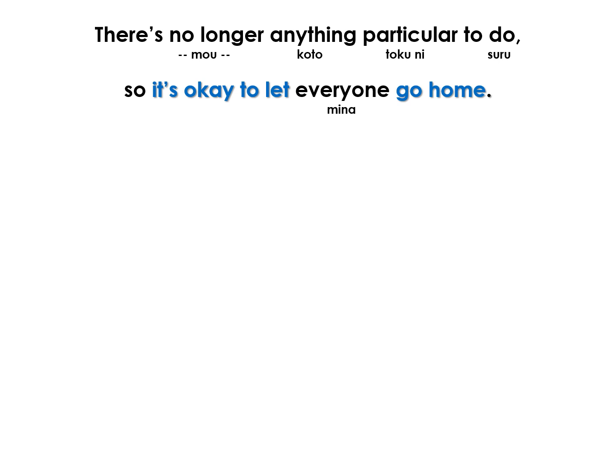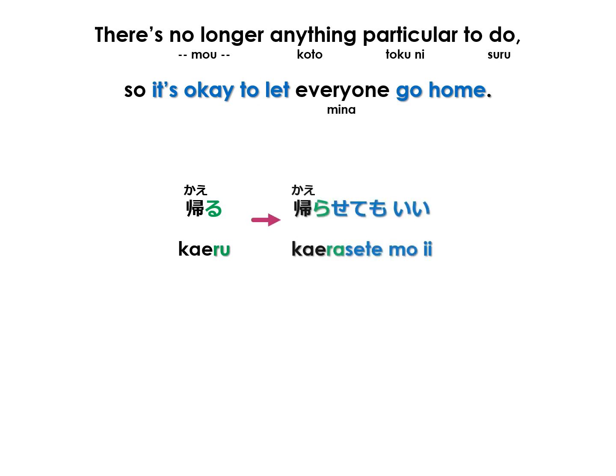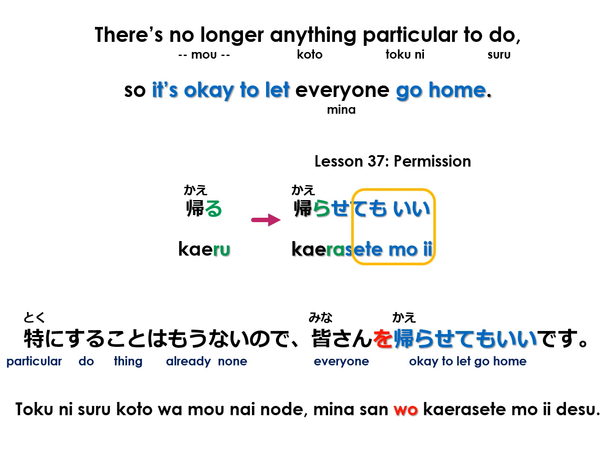There's no longer anything particular to do, so it's okay to let everyone go home. This is a permission conjugation combined with causative. To go home is kairu, and conjugating for causative plus permission, we get kairasete mo ii. You can review the permission conjugation in lesson 37. Full sentence in Japanese, 特にすることはもうないので、皆さんを帰らせてもいいです.